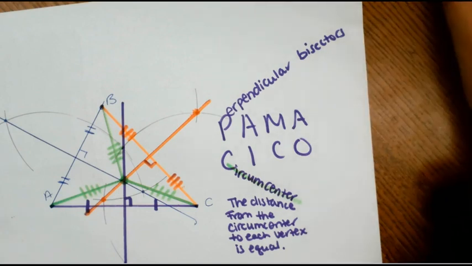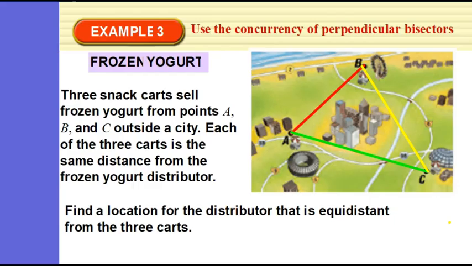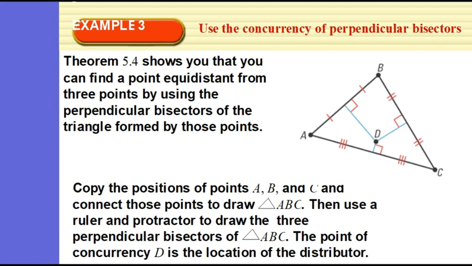All right, so moving back to our flip chart. Theorem 5.4 shows that you can find a point equidistant from 3 points by using the perpendicular bisectors of the triangle formed by these points. So it's really just kind of talking you through what I just did.